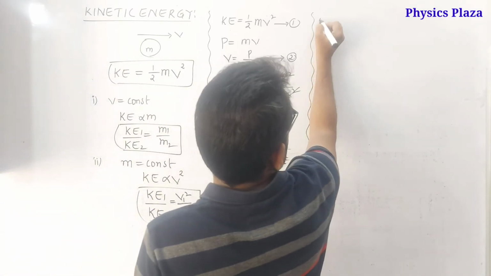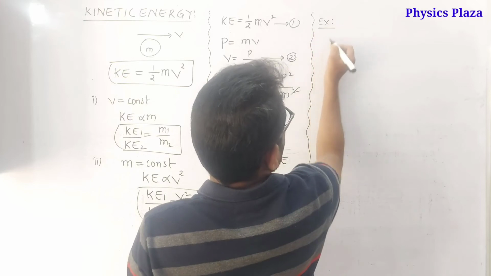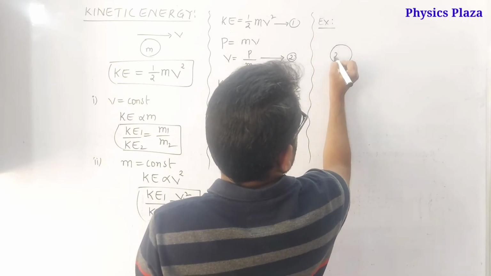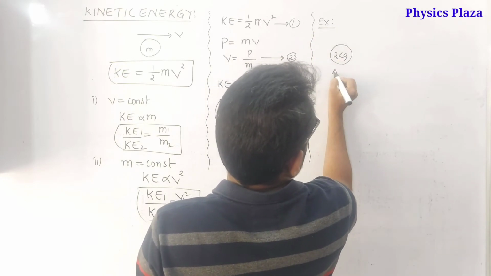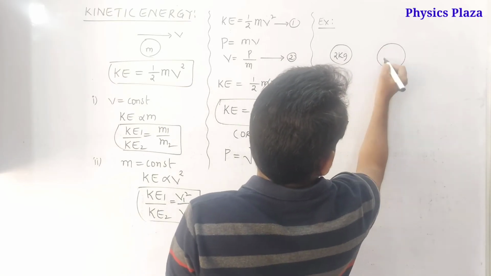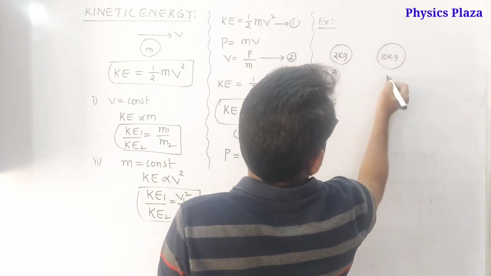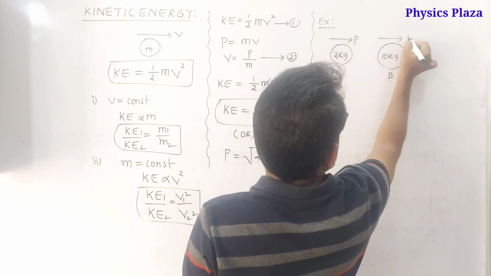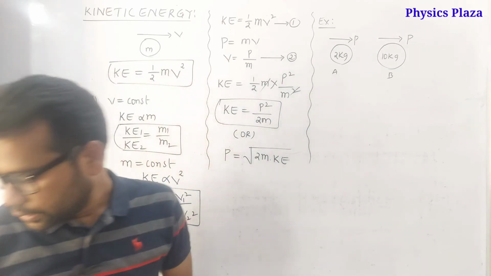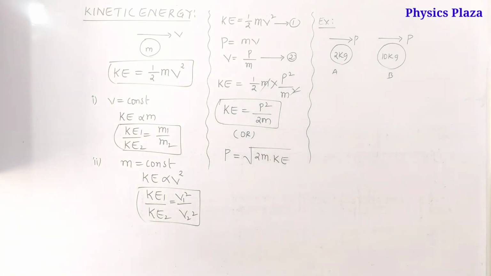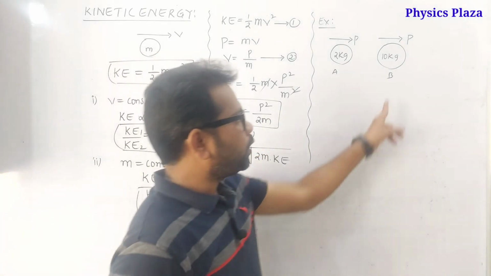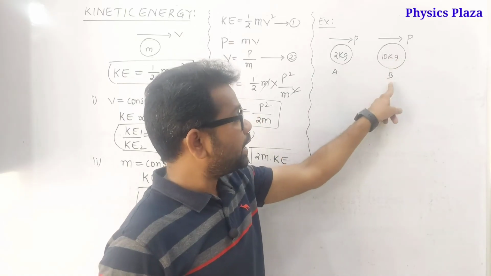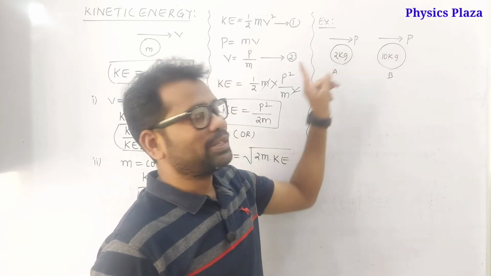Suppose, children, for example, here is a body of mass 2 kg. That is body A. One more body of mass 10 kg. Let us say it's a 10 kg body B. Both will have the same linear momentum. Then which body will have more kinetic energy? Children, it's very, very important. Body B has more mass. Body A has less mass.